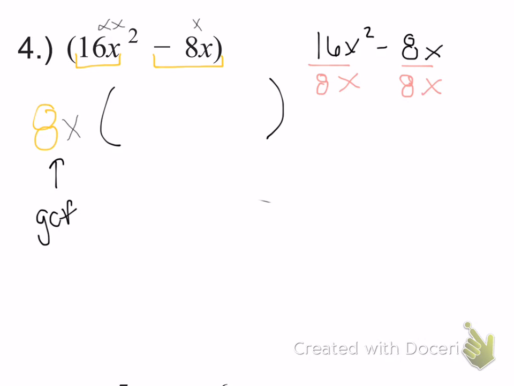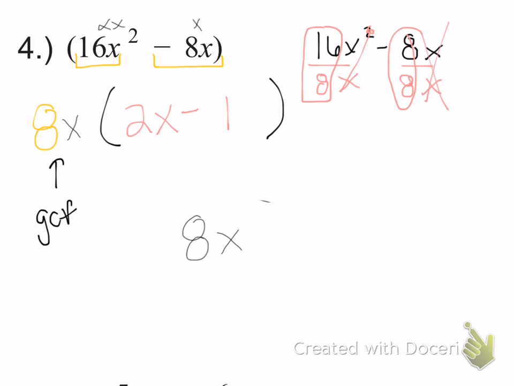So that means we have to divide each of those terms by 8x to figure out what's left over. Well, when we do that, we see we've got 16 divided by 8. That gives us 2. And we have x squared divided by x. Well, that just leaves us with x. And then we'll subtract. 8 divided by 8 gives us 1. And our x's will cancel out. So our answer here is our 8x, and then left over 2x minus 1. Looking pretty good. We've got 2 more left.